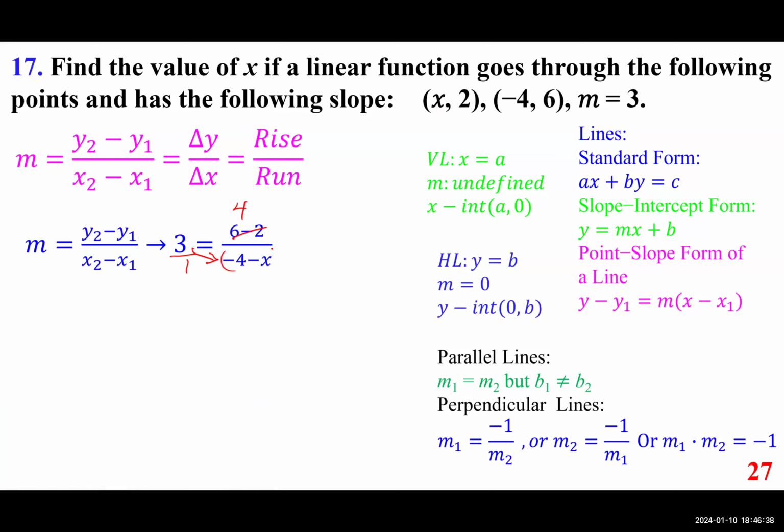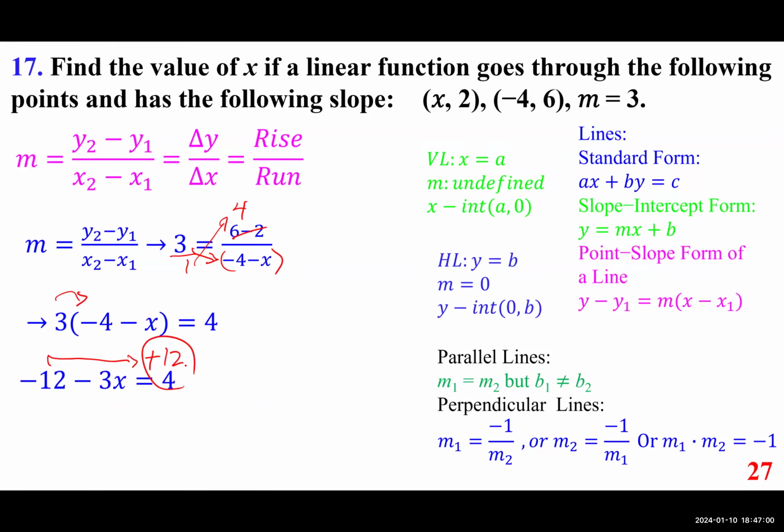If I multiply this, I get 3 times that, and then 1 times 4 is 4. So we distribute, and we get negative 12 minus 3x on the left. We move the negative 12, we get 16 on the right, and division by negative 3 results in the value of x being negative 16/3.